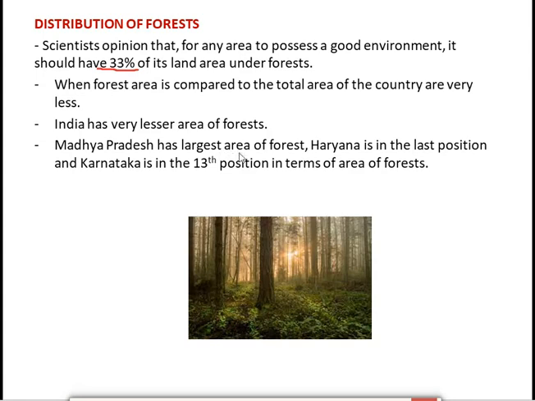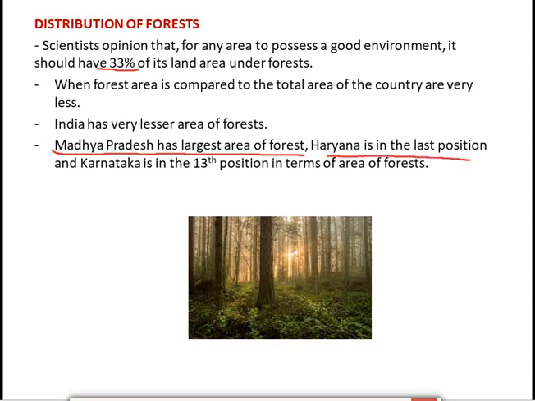Madhya Pradesh has the largest area of forest. If we come to the states, then Madhya Pradesh, that is MP, has a large area of forest. Haryana is in the last position, and Karnataka is in the 13th position in terms of area of forest. In Haryana, we have very little area of forest.